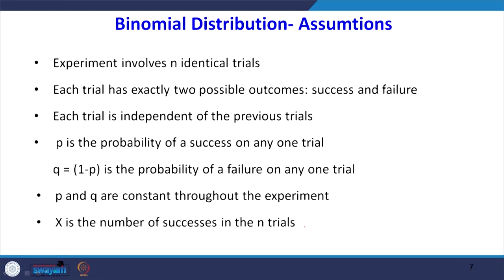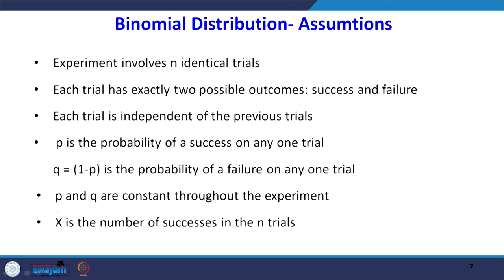What is the property of this binomial distribution? The experiment involves n identical trials. Each trial has exactly two possible outcomes, success or failure. Each trial is independent of the previous trial. For example, in the previous case, customer 1 may buy or may not buy; for the second customer, his intention of purchase is not based on the previous customer. P is the probability of success on any one trial, and q is the probability of failure on any one trial. P and q are constant throughout the experiment; this is an important assumption.